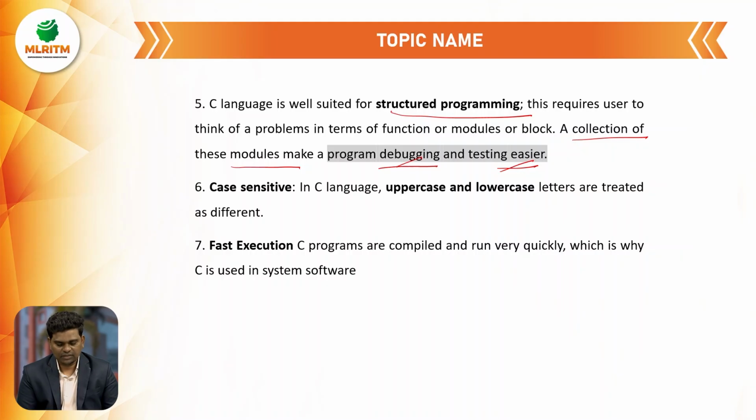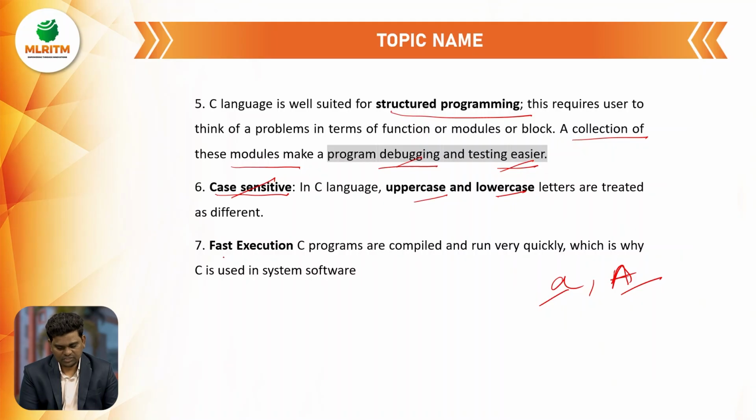The next feature is that C is a case-sensitive language. Case-sensitive means uppercase and lowercase are treated as different. For example, if you write small a, comma, capital A, as per meaning both are the same, but from a computer's point of view, small a has a different memory location and capital A has a different location. So C is a case-sensitive language.